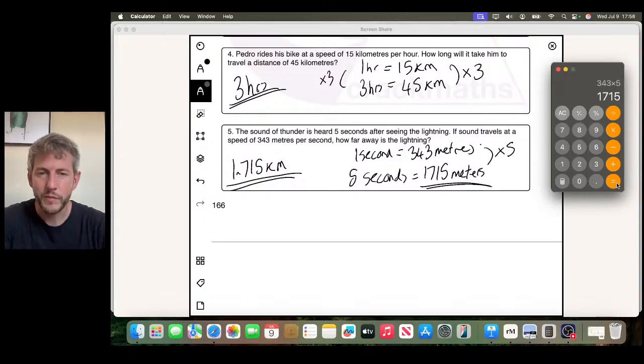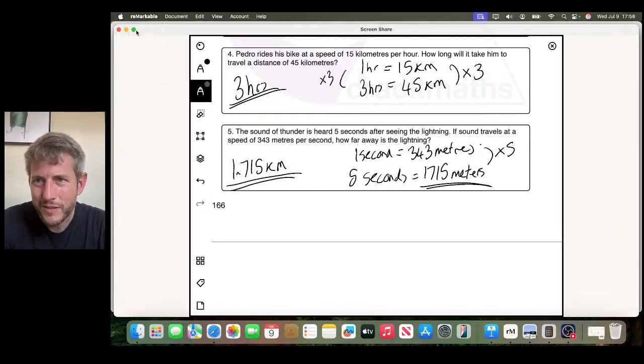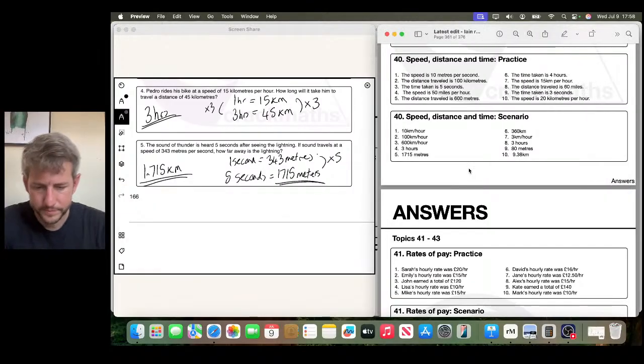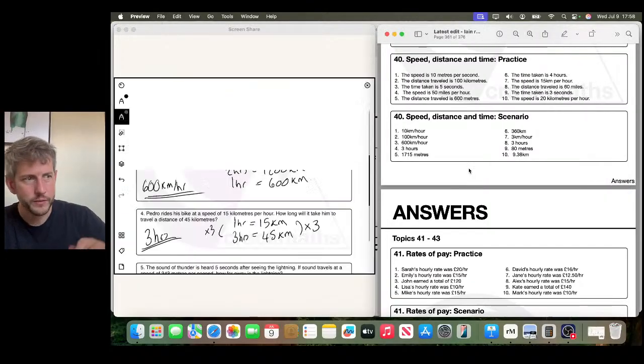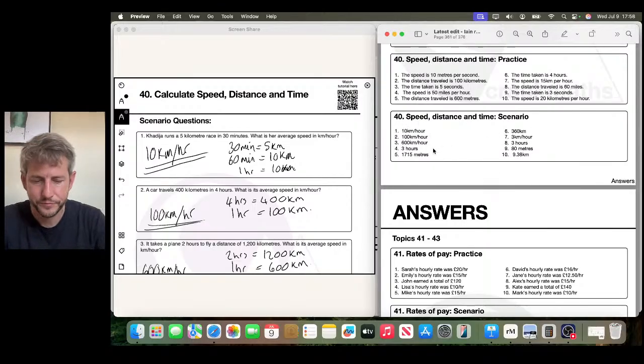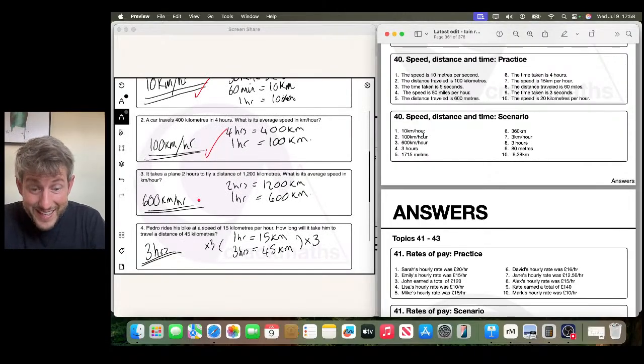Right. Let's get these ones marked. And then it'll be the final round. So, here we go. 1. Speed, distance, time scenario. Perfect. 10 kilometers per hour. 100 kilometers per hour. 600 kilometers per hour. 3 hours.